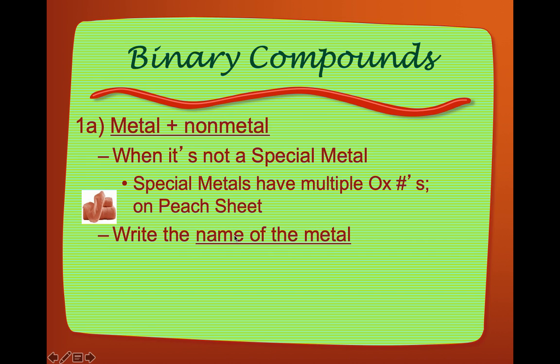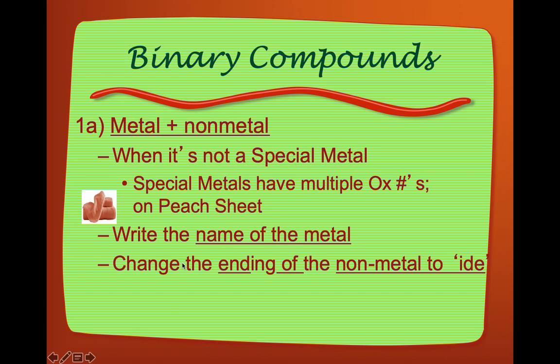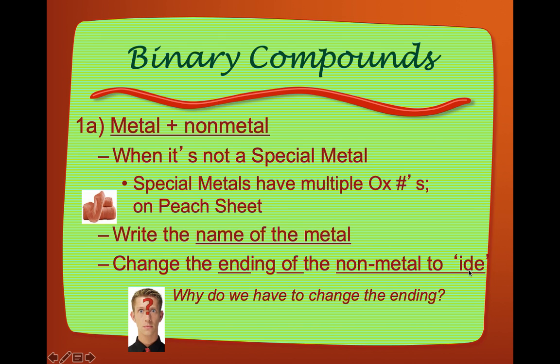So you start by just writing the name of the metal. So find the symbol, find the name on the periodic table, write it down. And then you're going to change the end of the nonmetal to "ide." All right, so you find whatever the nonmetal name was and you chop off the ending and call it "ide" instead. Why do we do that?